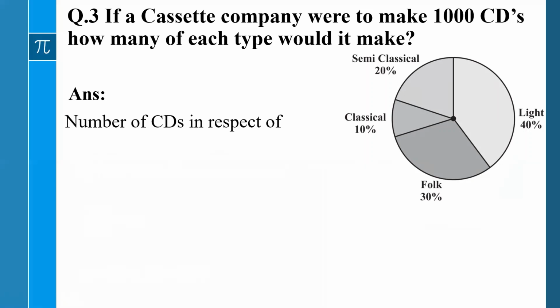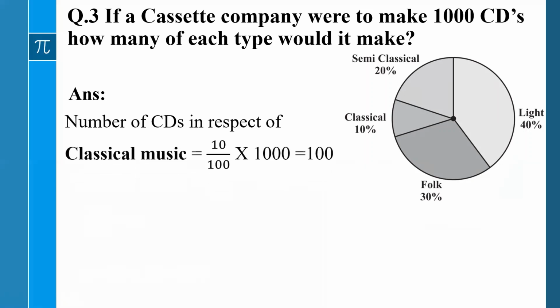number of CDs in respect of, first is classical music, for which you have 10%. Again, 10% means 10 out of 100. So 10 upon 100 multiplied by 1000, because here the total number of CDs you are given is 1000, and that is equal to 100.